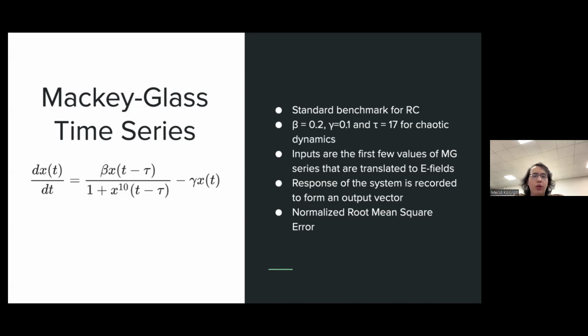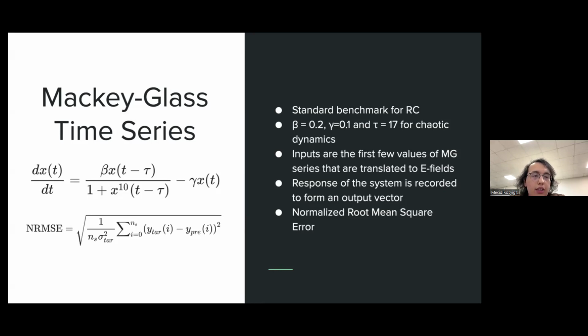To evaluate the performance of this system and our training matrix, we will use a normalized root mean square error. This value is calculated on the prediction results of our training set, denoted by y prediction, and compared to the true trajectory.